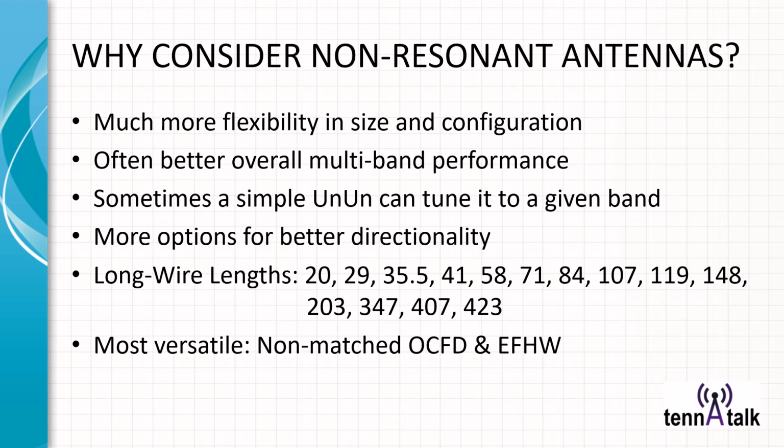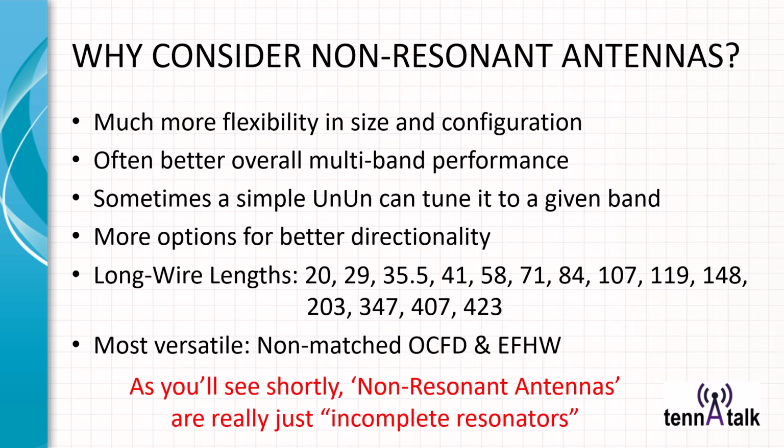Here's an interesting thing, long wire lengths. Here's a list of the sweet spot lengths in feet of a long wire, a random length in other words, that is not some odd integer multiple of a quarter wavelength of any band. So they're really special numbers, and you might want to take a note of these numbers if you ever deal with random length or long wire antennas. And most versatile are non-matched off-center feds and end-fed half waves. As you'll see shortly, non-resonant antennas are really just incomplete resonators.